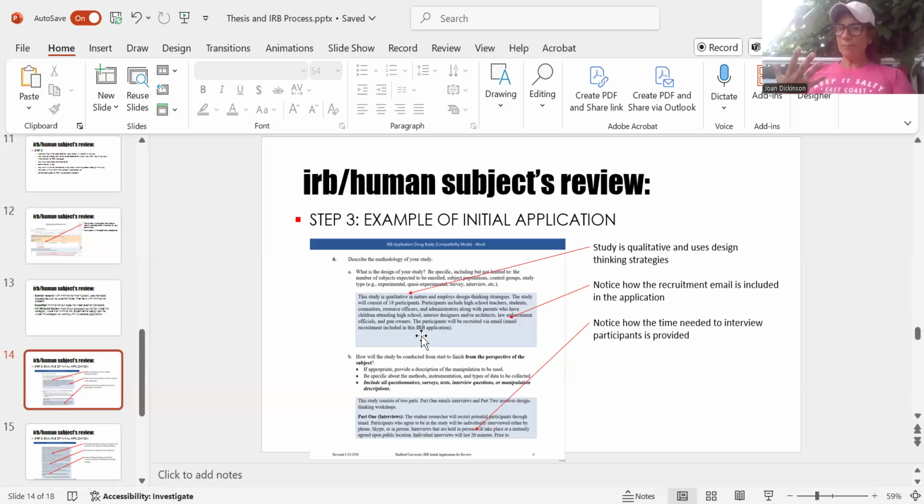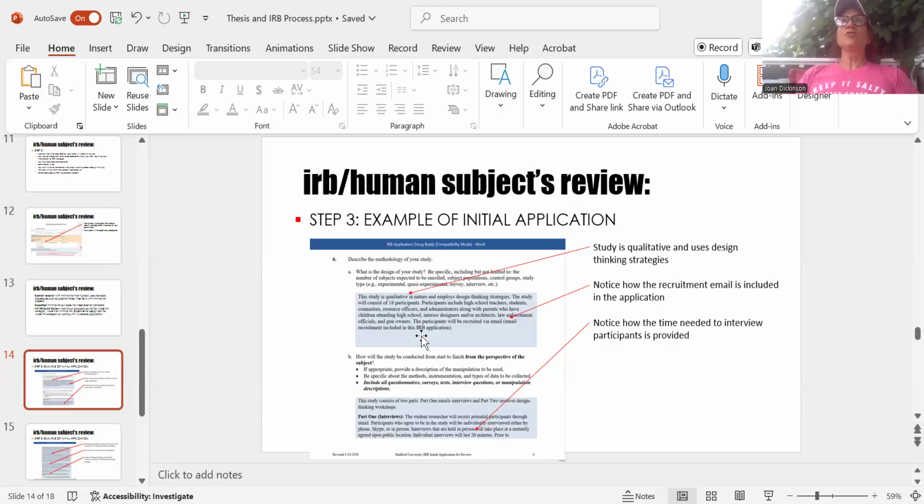How much time does the participant need to give for the study? So let's say you're going to interview people and you think it's going to take about 30 to 40 minutes for the interviews. You have to state that, okay?